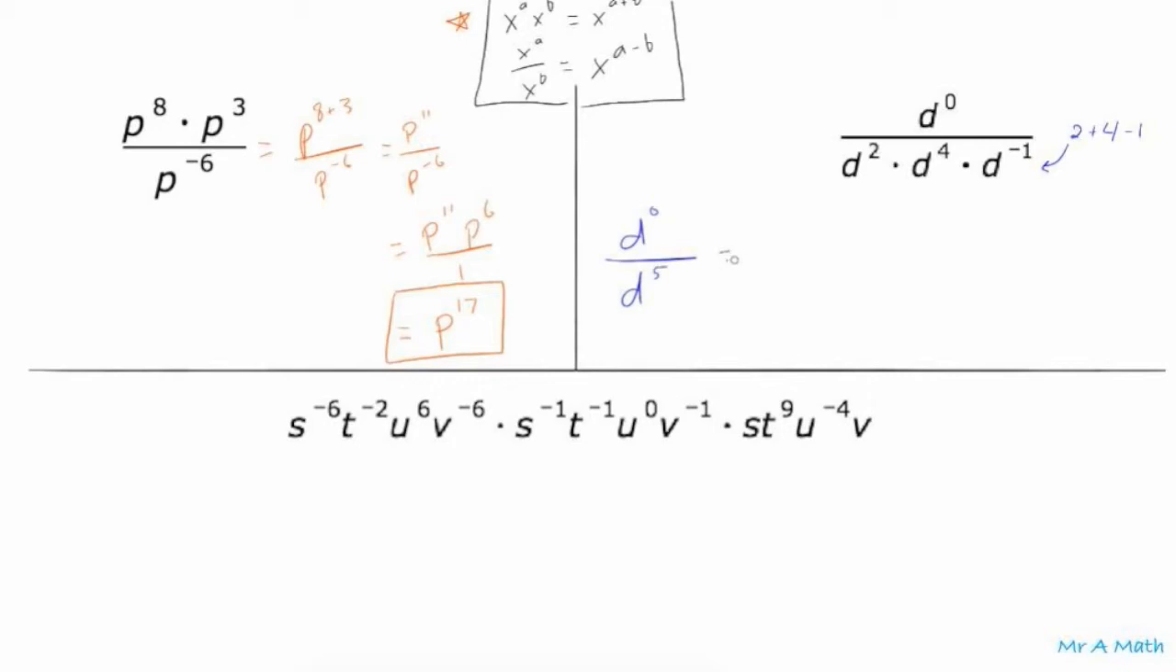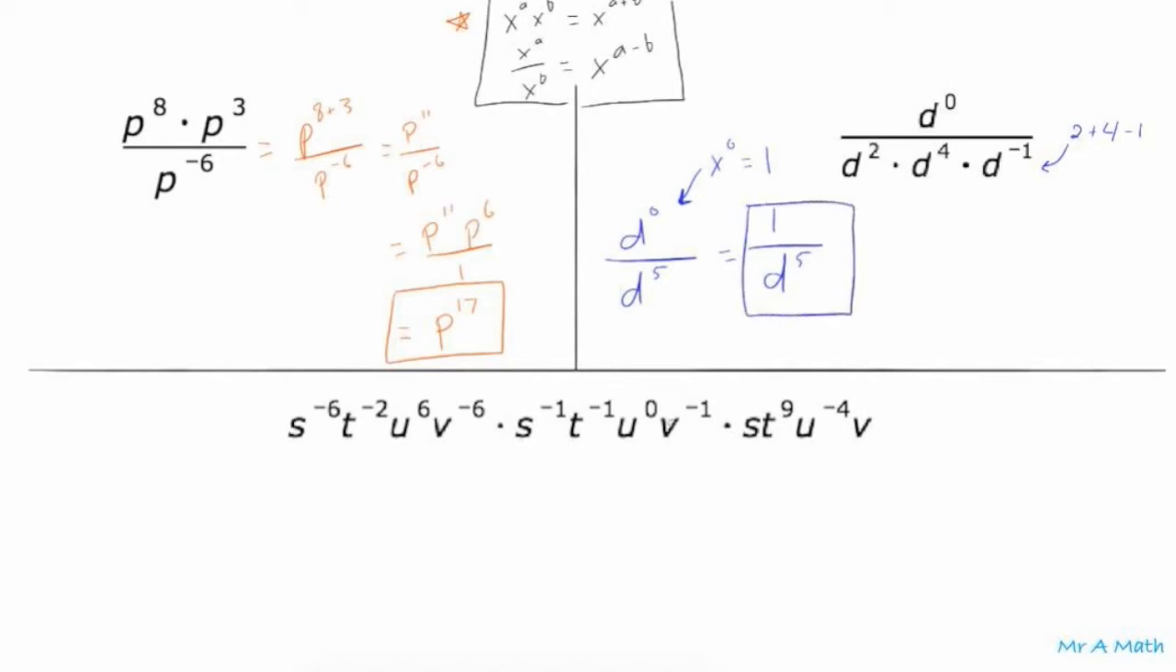Now, a quick review. What is anything raised to the 0th power? Any number, no matter what number that is, raised to the 0th power is always equal to 1. So I am going to rewrite d to the 0th power as 1. So it's going to be 1 over d to the 5th. And that is my final answer.